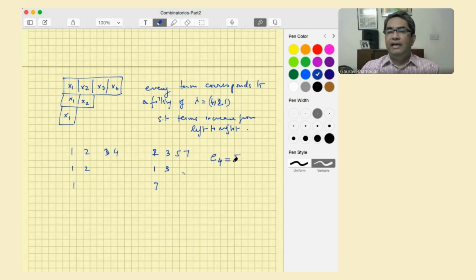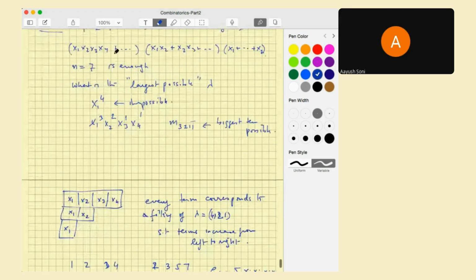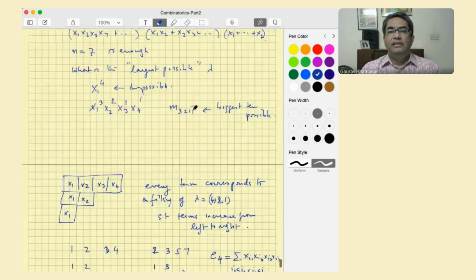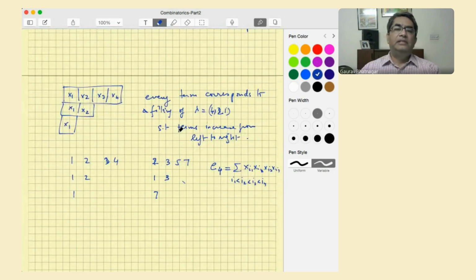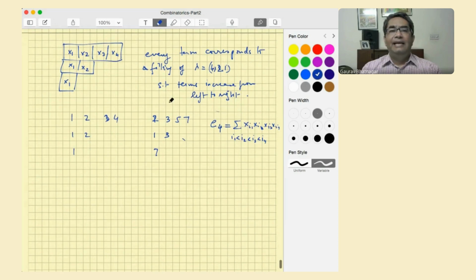E4 is defined as x_{i1}, x_{i2}, x_{i3}, x_{i4}, where i1 is strictly less than i2 is less than i3. So this is just representing a possible product in this whole product. In this one, it's the top guy, and in this one it's this guy, and so on. One thing we know is that every term corresponds to some filling such that no terms increase from left to right. And in that case, it's clear that ones can only come a maximum of 3 times.